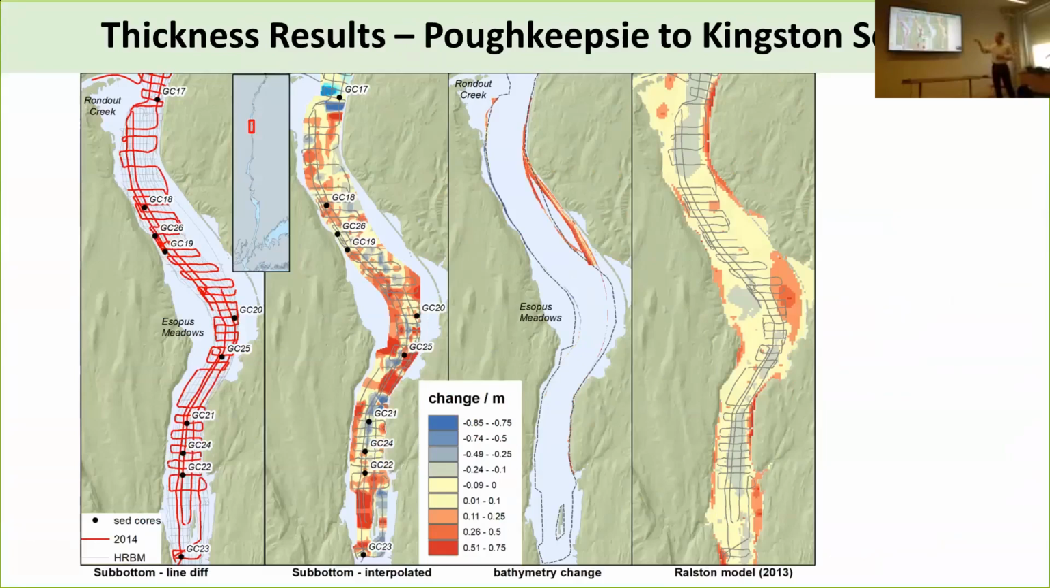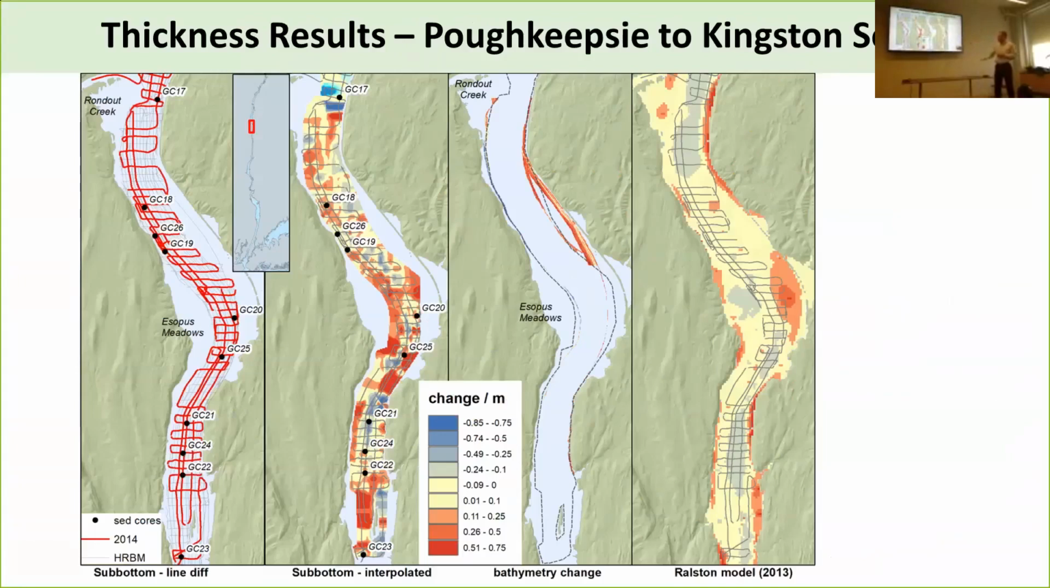Then we went further north. We did quite a bit of surveying between Poughkeepsie and Kingston. Kingston is here. Rondout Creek is just north of this section. And here again, you see that there's not a uniform pattern of deposition and erosion. In some areas, especially near the shoals on the sides, maybe around this bend here and over there, there's quite a bit of deposition happening, but at other points they show erosion.